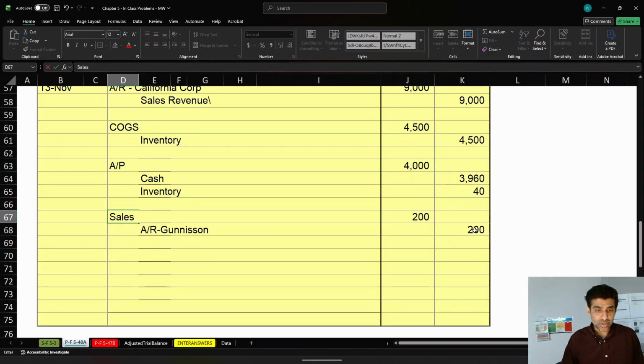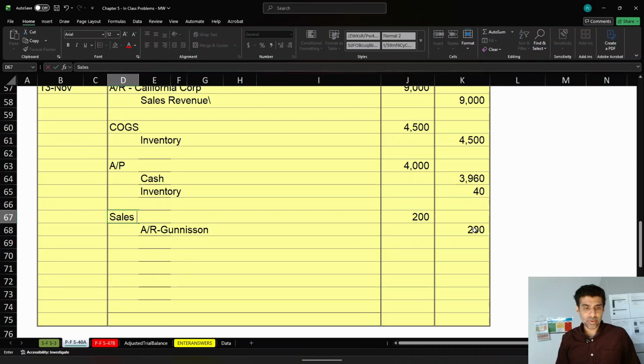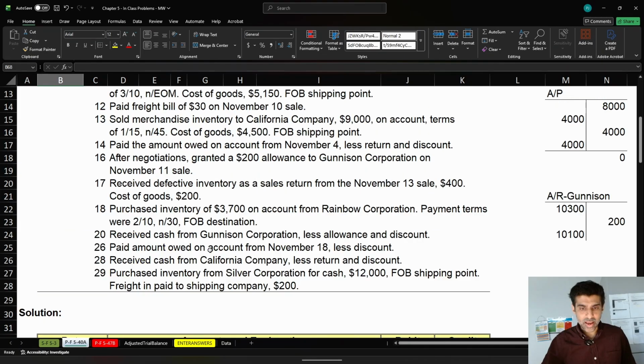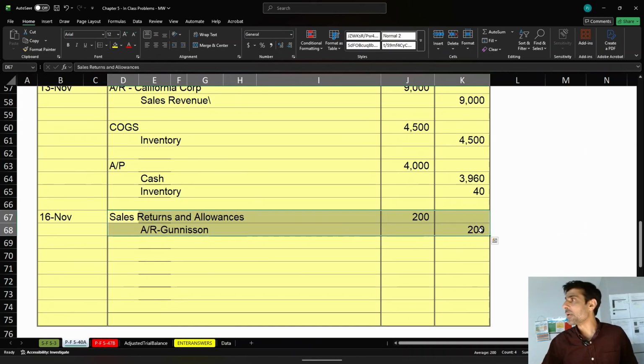And again, we could do this, and that would be coherent, but we have these contra accounts that we're going to use to track when our customer takes a discount or when we have a return or allowance. So instead, we're going to move this to our sales, returns, and allowances account. I only have to do this one journal entry because it's an allowance where I'm not getting those inventory items back. So I don't have to do anything with inventory or cost of goods sold.